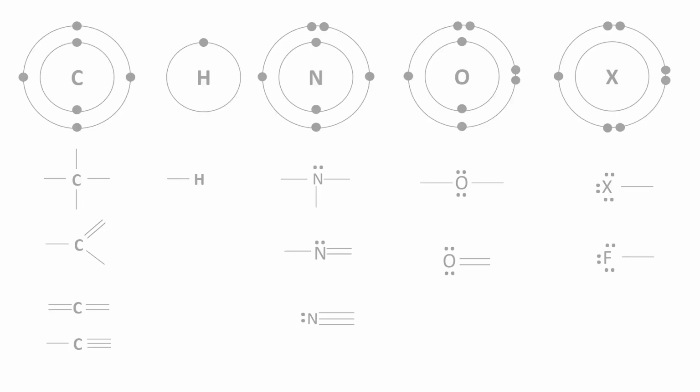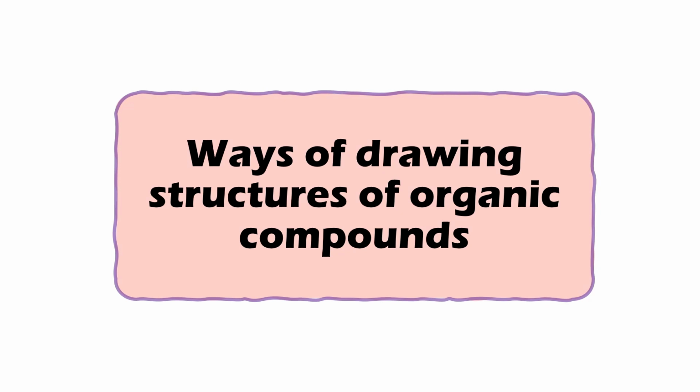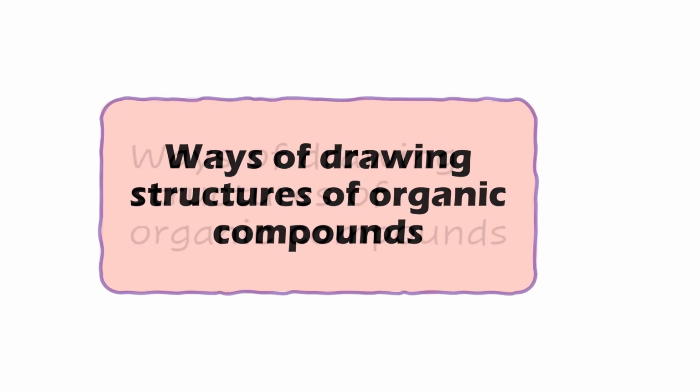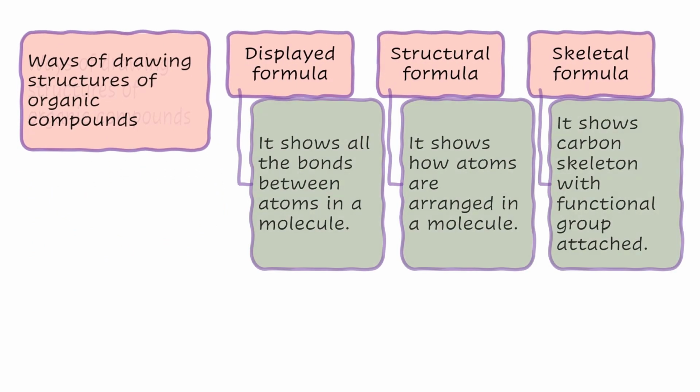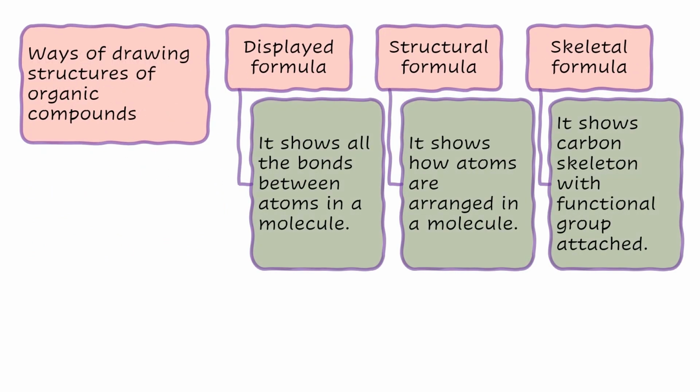Ways of drawing structures of organic compounds: displayed formula, structural formula, skeletal formula. The displayed formula shows all the atoms and bonds between atoms in a molecule. The structural formula shows how atoms are arranged in a molecule, but no bonds are shown between the atoms. The skeletal formula shows a carbon skeleton with a functional group attached. The line shows the type of covalent bond, and each corner of the line represents a carbon atom. Hydrogen atoms are not shown in the skeletal formula.